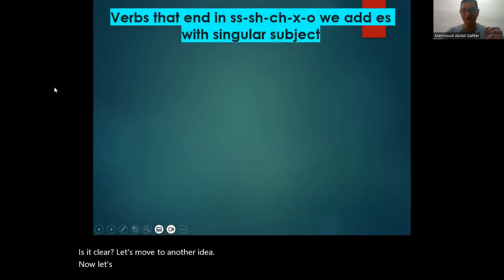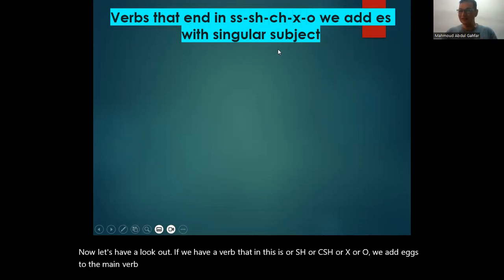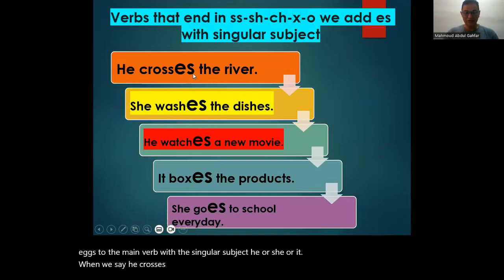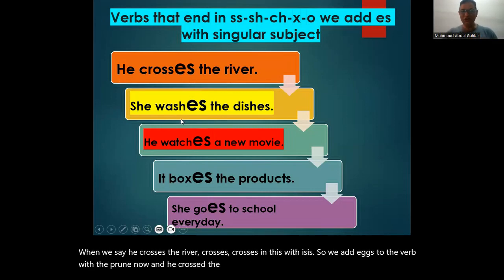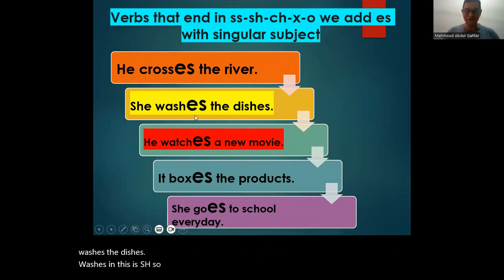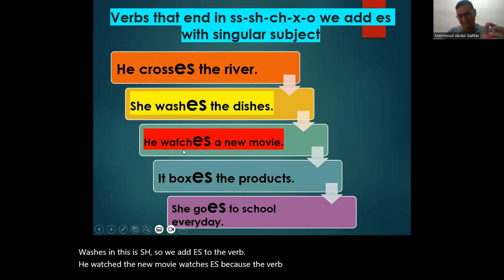Now let's have a look. If we have a verb that ends in ss, sh, ch, x, or o, we add es to the main verb with the singular subject he, she, or it. When we say he crosses the river, cross ends with ss, so we add es to the verb with the pronoun he. She washes the dishes. Wash ends in sh, so we add es to the verb. He watches the new movie, watches with es because the verb ends in ch.